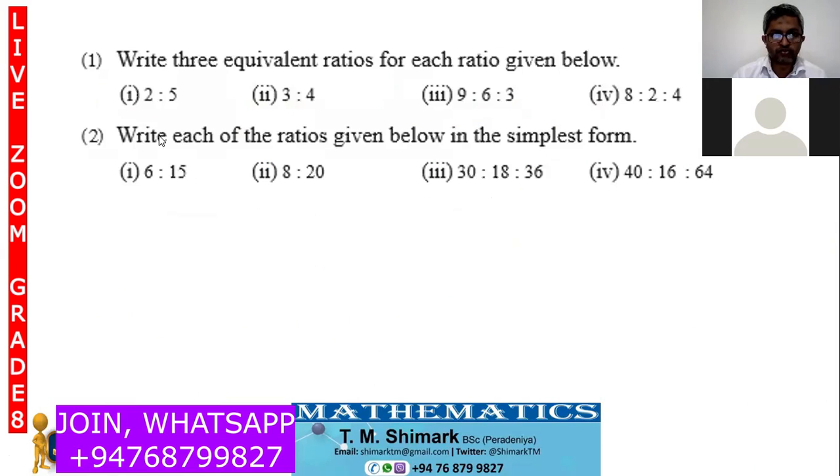I just want you to write equivalent fractions for this. Right now you can see this one, 2 is to 5. Can you give me the equivalent ratio for this? 2 is to 5. What is the equivalent ratio? I can tell 4 is to 10. I multiply this by 2, multiply this by 2, and I can get 4 is to 10. That's how we got it earlier also.